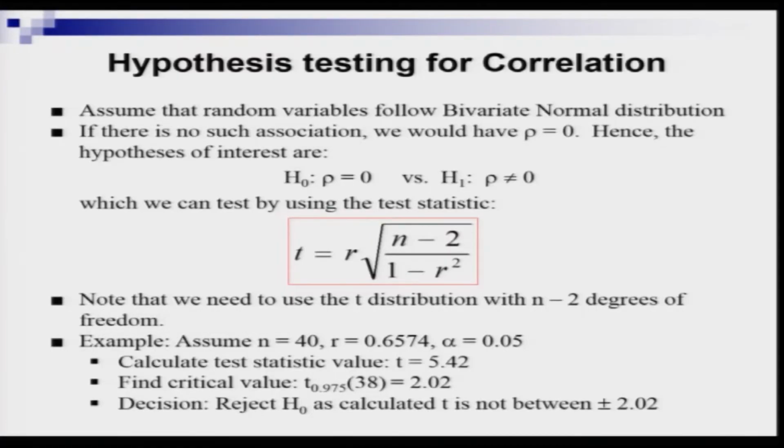So here for the degrees of freedom 38, you find the critical value for the upper tail, say T 0.975, and that is 2.02. Now you set your decision rule, and you know what to do. As our calculated test statistic value T is not falling in between this range plus minus 2.02, you reject the null hypothesis. Okay.